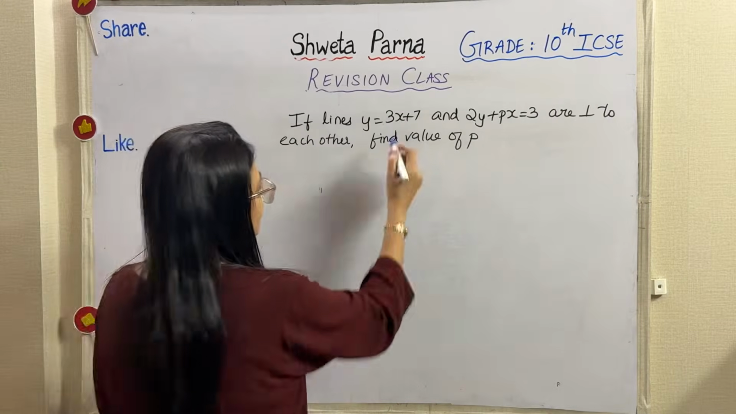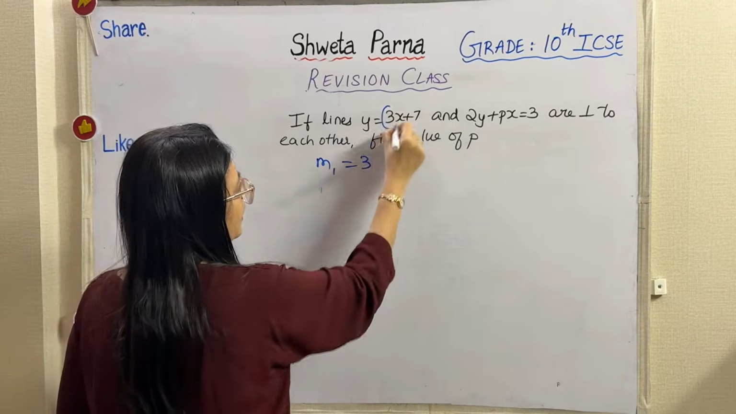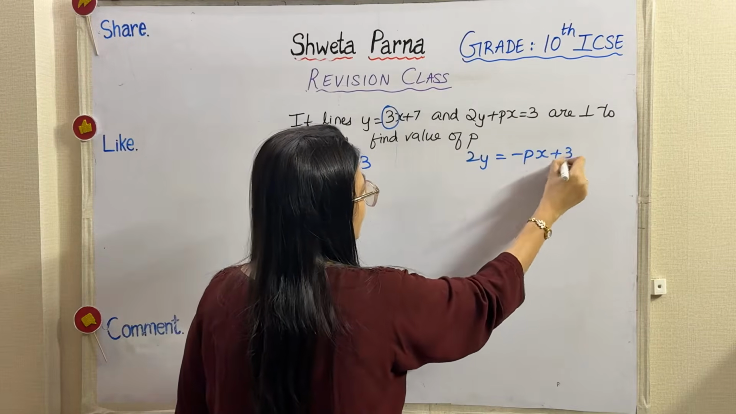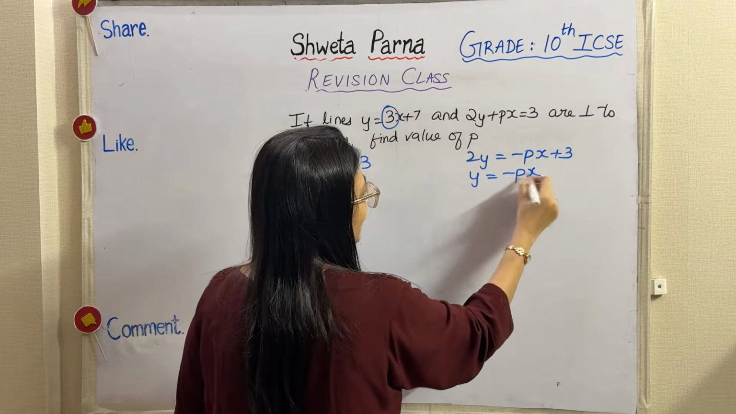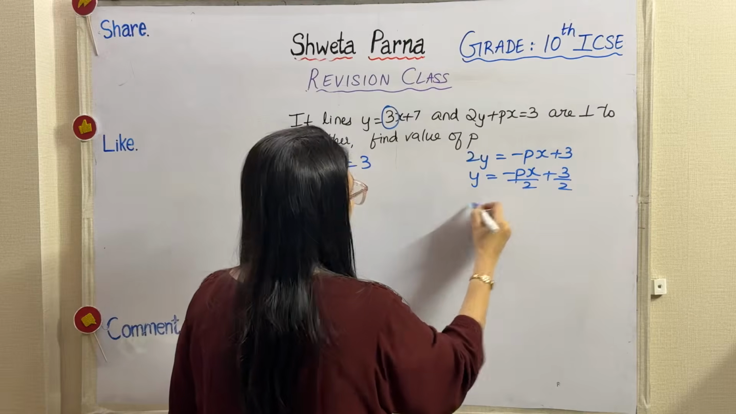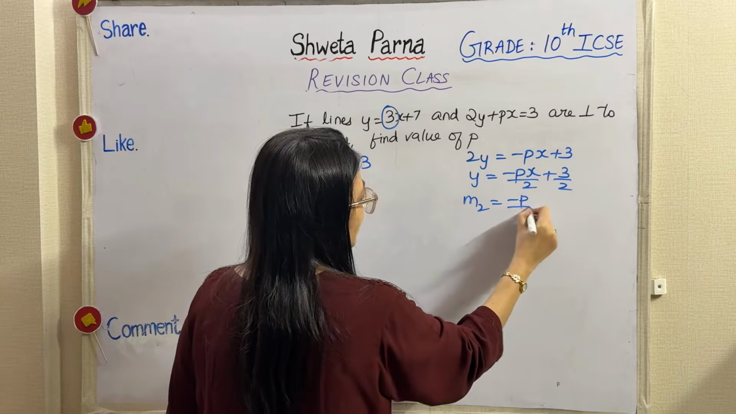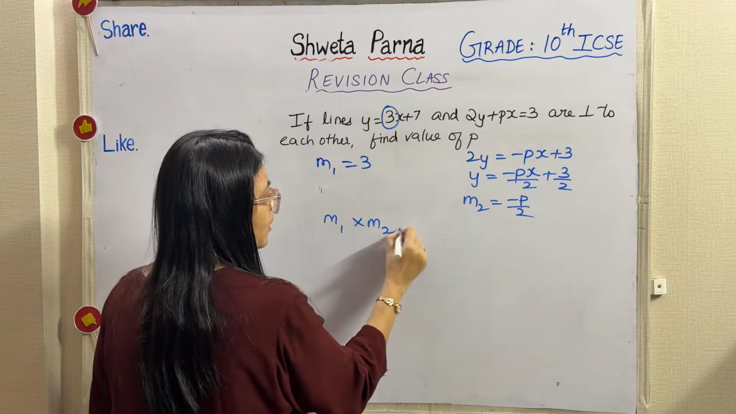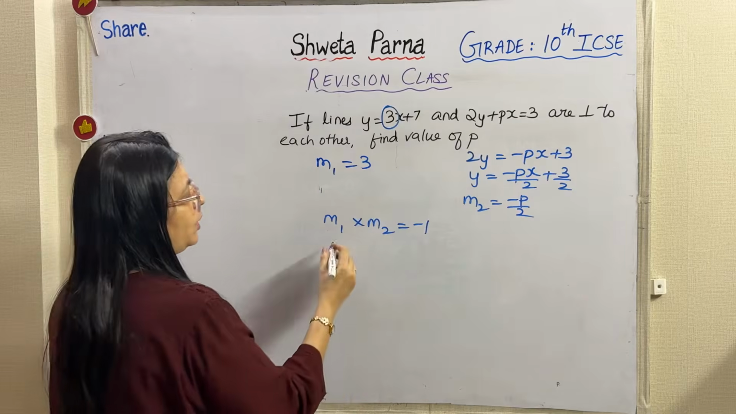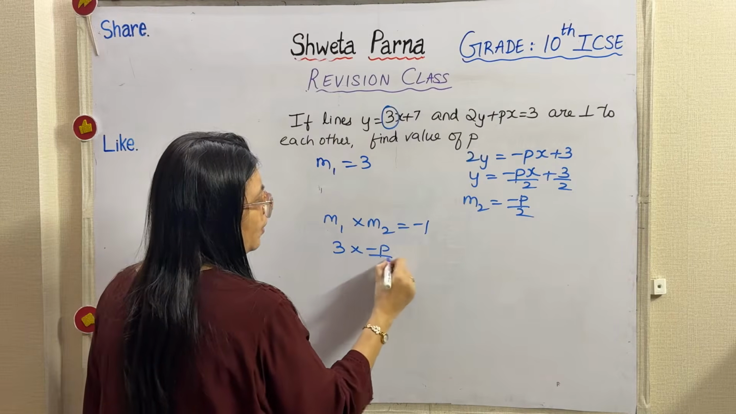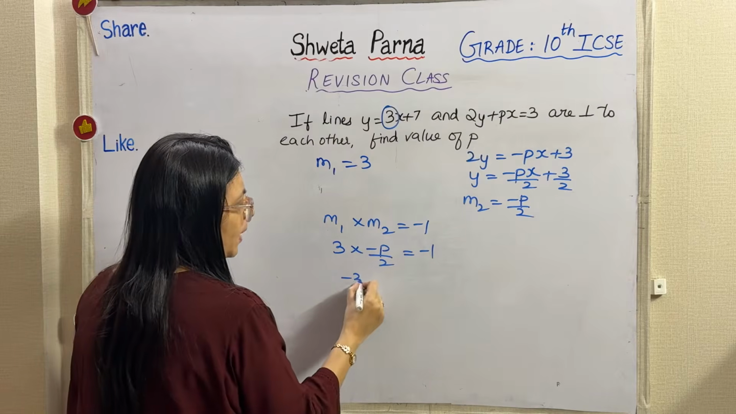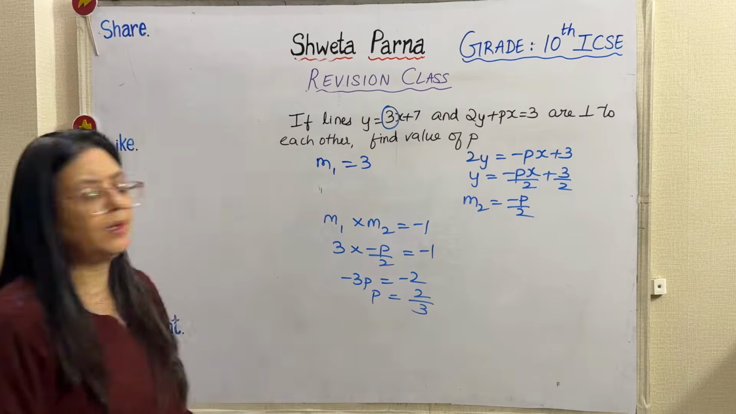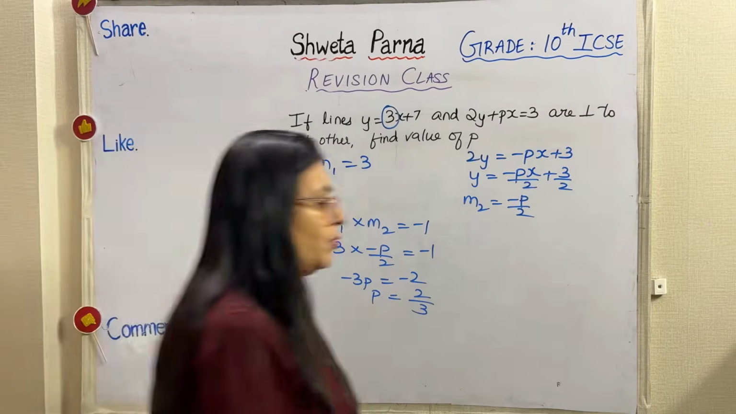For the first line, the slope m1 is 3. Correct? For the second line, 2y is equal to minus px plus 3. So y is equal to minus px upon 2 plus 3 upon 2. So m2 is minus p upon 2. Now the product of these slopes should be equal to minus 1, because they are perpendicular to each other. So 3 into minus p upon 2 is equal to minus 1. Minus 3p is equal to minus 2. So p is equal to 2 upon 3. Clear? So let's move to the next question.